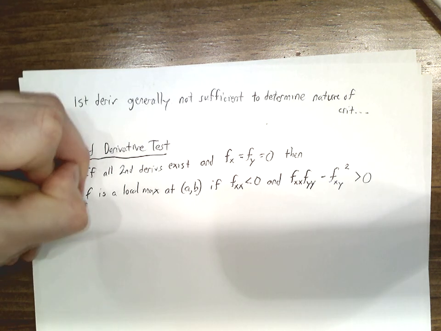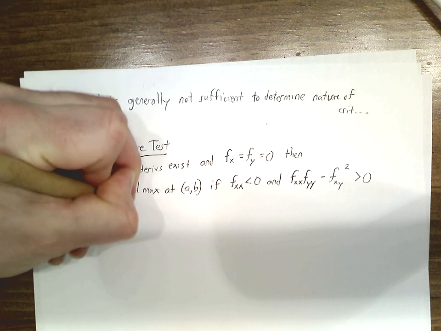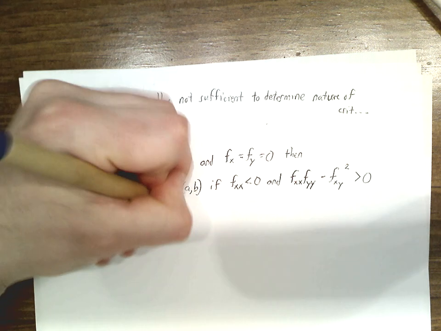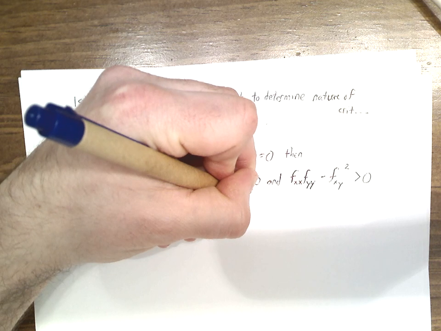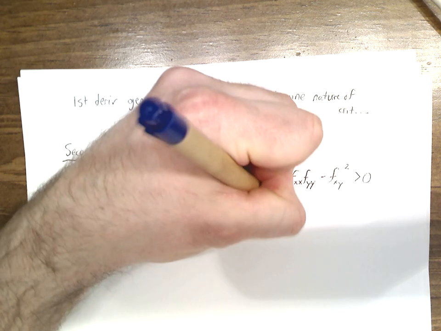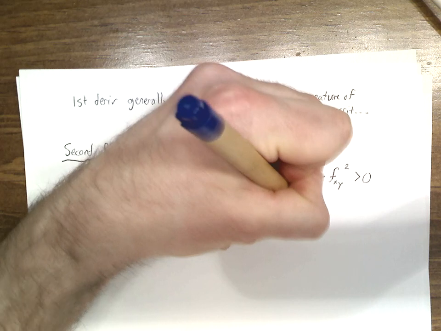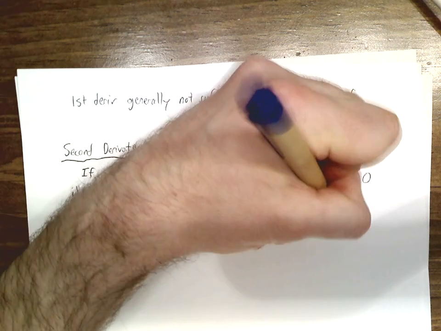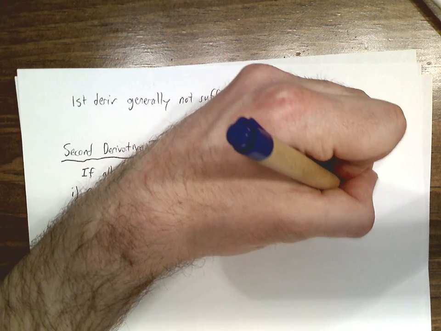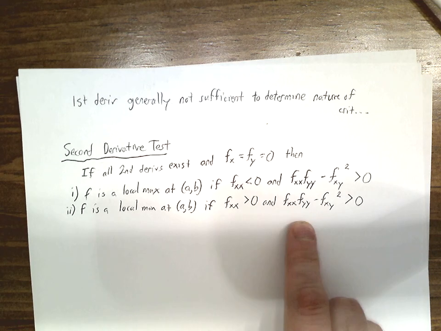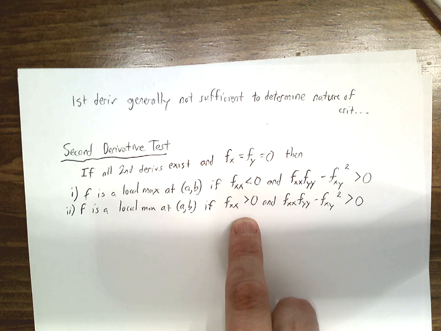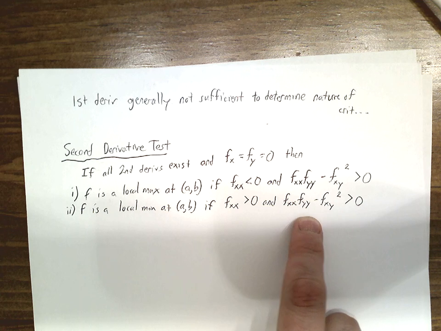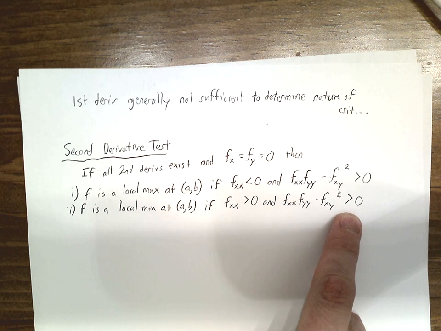F is a local min at (a, b) if the double partial with x is greater than 0, and this quantity again, fxx fyy minus fxy squared, is greater than 0. So there's kind of two things we need to check. We need to check whether the second derivative only with respect to x is positive or negative, and then we look at this strange quantity here to see if it's positive or not.